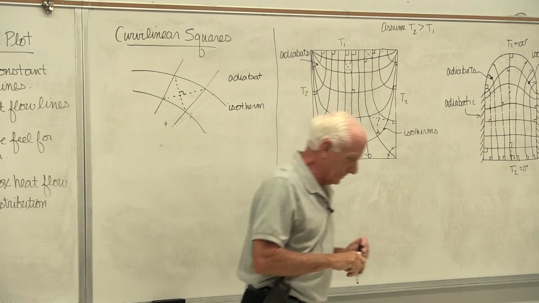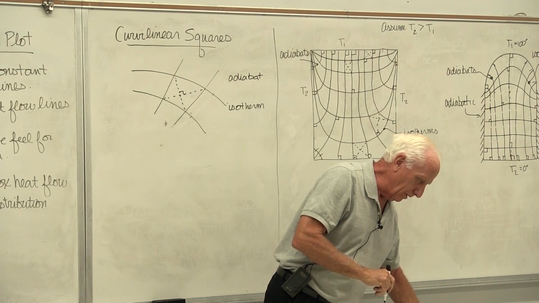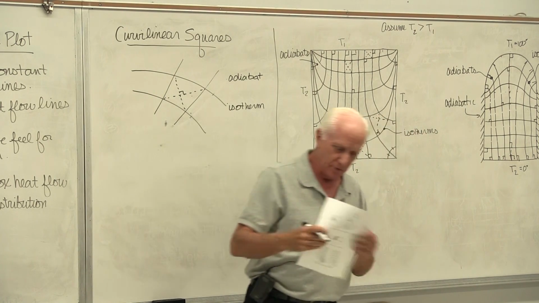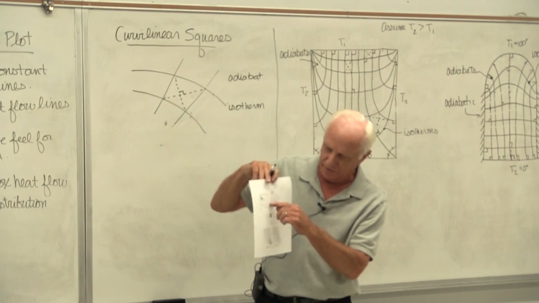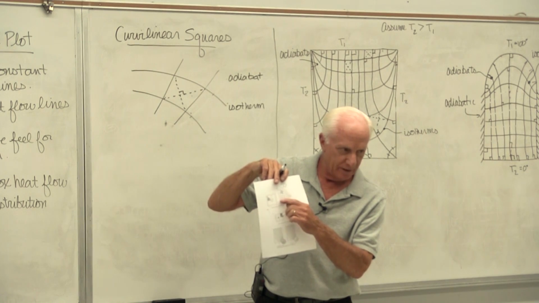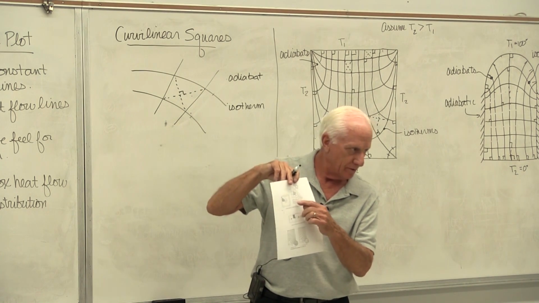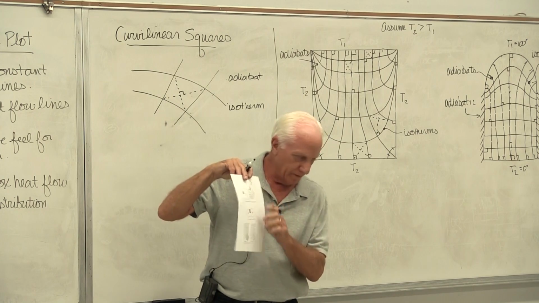Well, the handout that I gave you, on the back side with the two other examples, will show you how this person checked for curvilinear squares in the top picture. Check along there for curvilinear squares.